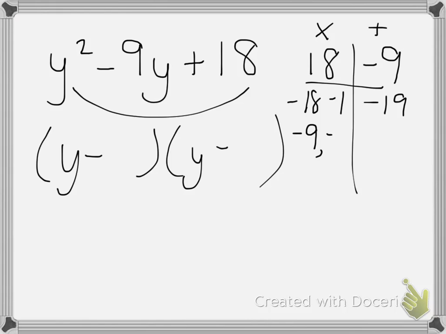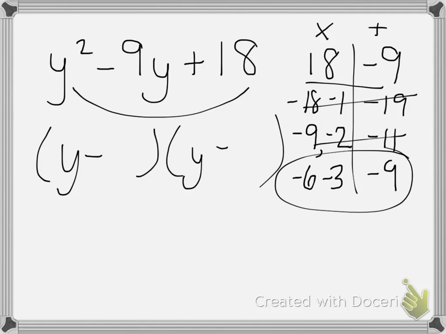-9 and -2, those add up to -11, so that didn't work. 18 is an even number, so we tried 2. Let's see, 6 and 3. -6, -3, and bingo, there we go. So -6 and -3. What if the last term is negative? So let's try to do one like that.